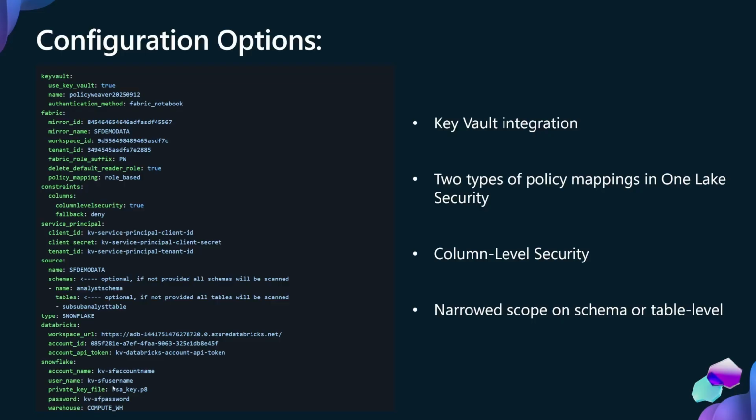So for Snowflake, you need the account name and the username. You can use username and password, but we recommend using key pair authentication, encrypted key pair authentication. So you have the username, the path where you have your private key, and the passphrase of this private key file. And in Snowflake, you need to specify the warehouse which you want to use to run these queries against this Snowflake account usage schema.